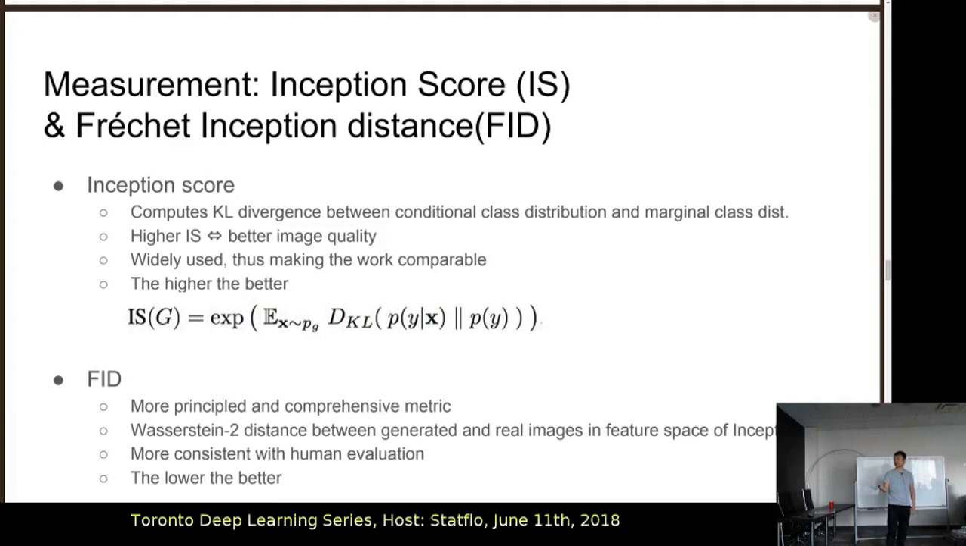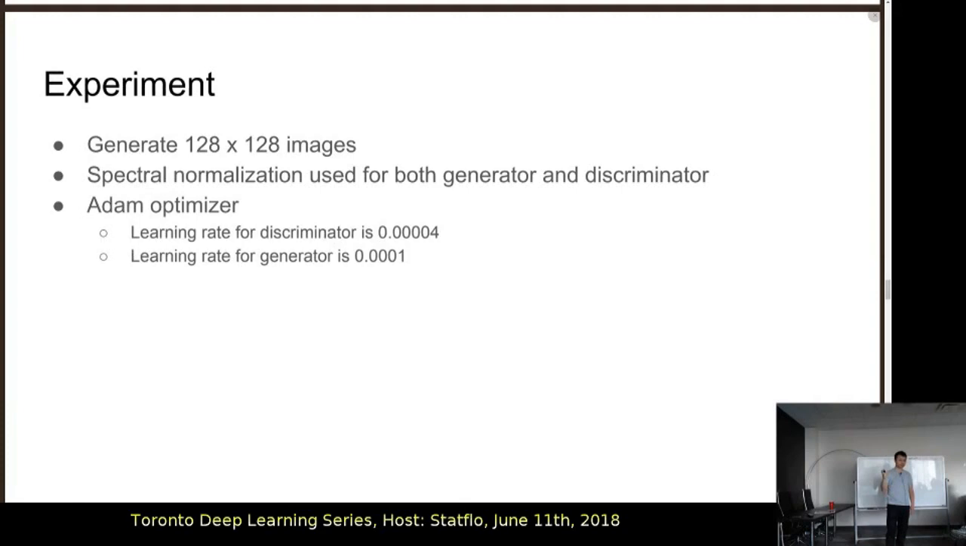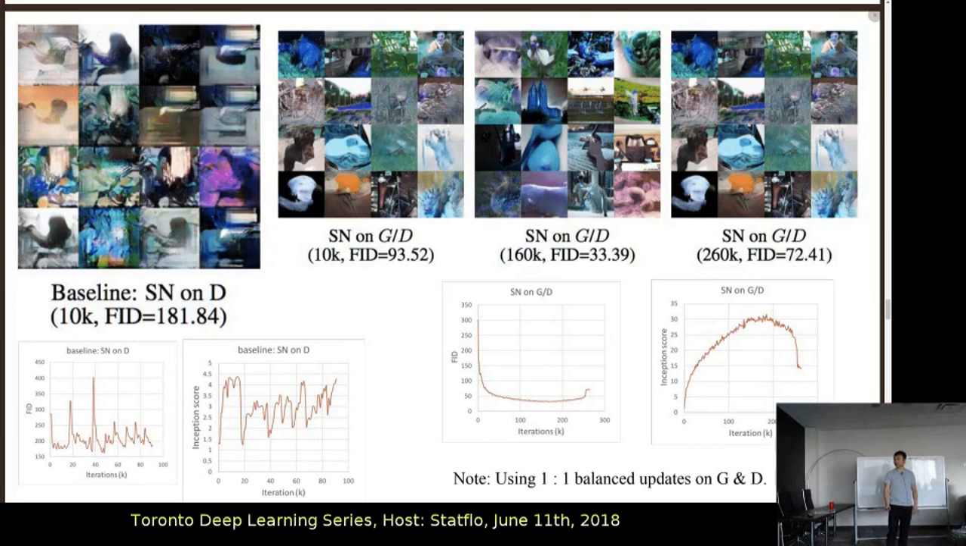So, the experiment. The output is 128 by 128 images, and it uses spectral normalization and the learning rate tuning I just mentioned. It uses two different learning rates for discriminator and generator. The way they did the experiment is basically they first used a baseline, which is spectral normalization on the discriminator only. The reason they use that is because it's a baseline of the state of the art. So that's what the state of the art was using.